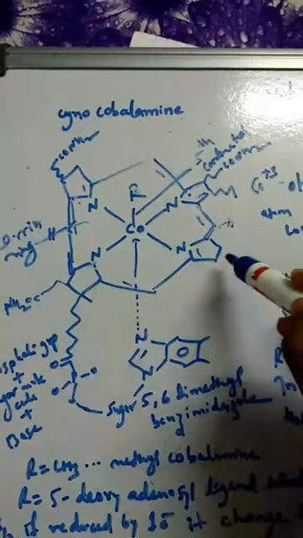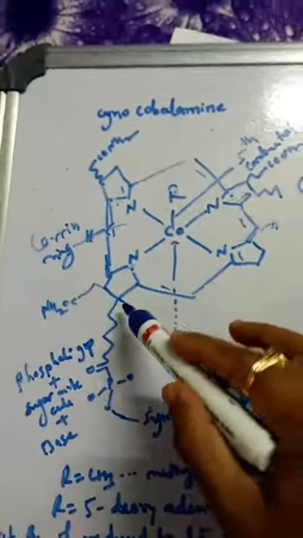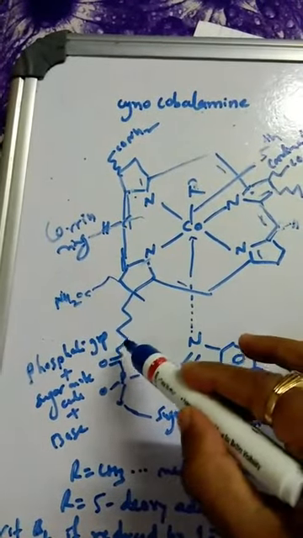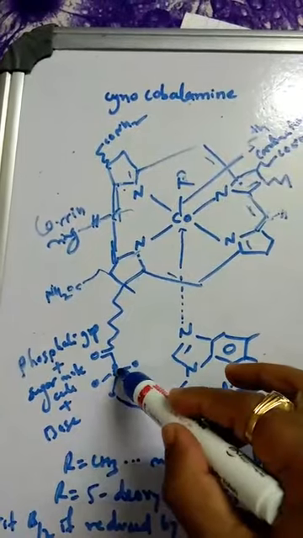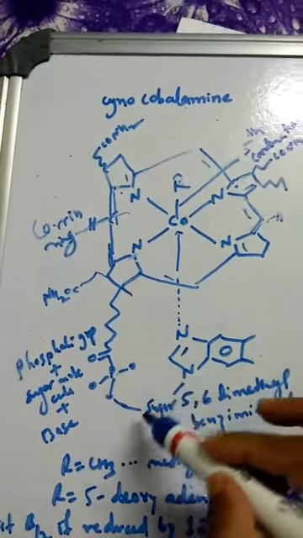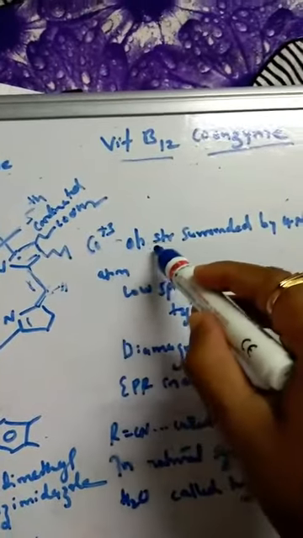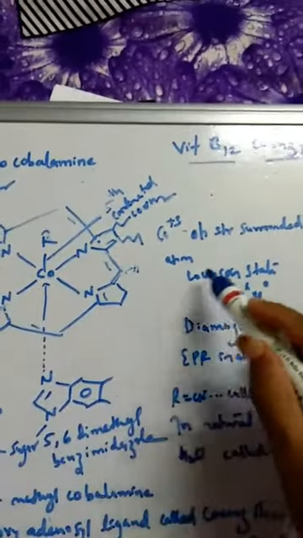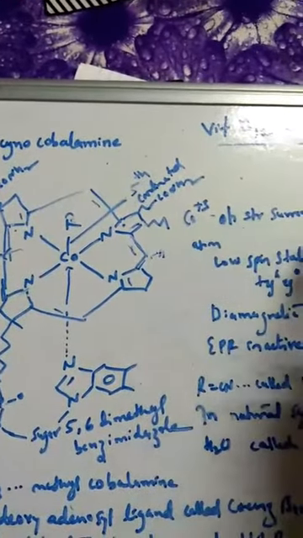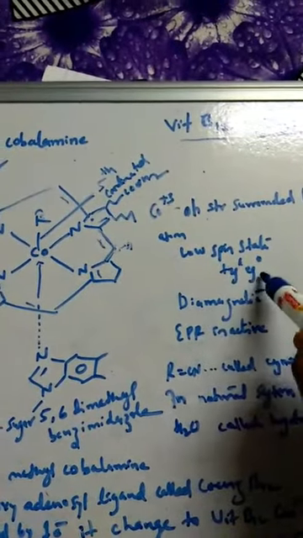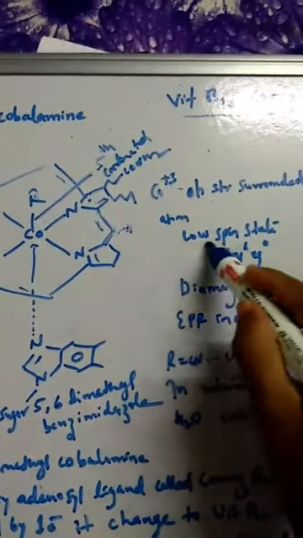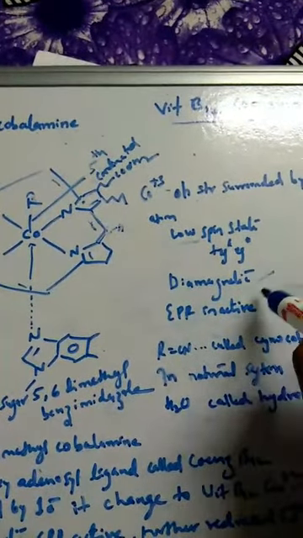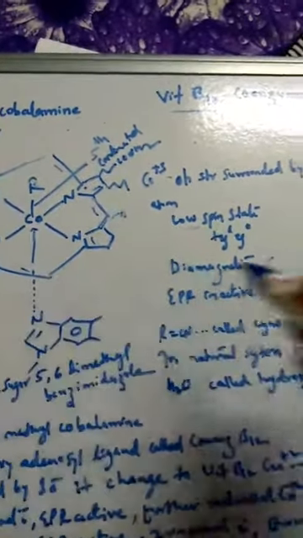For the pyrrole ring here, you can see this ring is a very big ring having a phosphate group P, as well as a sugar and a base. Sugar will be there and base will be there, so it's a very complicated structure. In it the cobalt is in the +3 state, in an octahedral structure surrounded by 4 pyrrole nitrogens, and it is a low spin state. Cobalt +3 is low spin with the configuration t2g6 eg0, and since it is low spin, it is diamagnetic in nature as well as EPR inactive. It does not contain any unpaired electron.